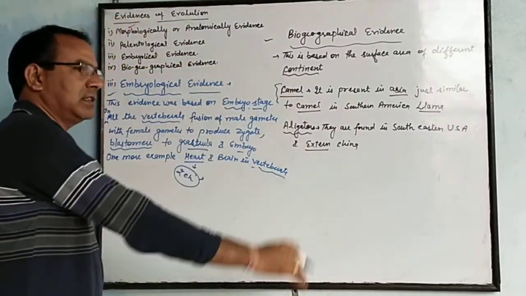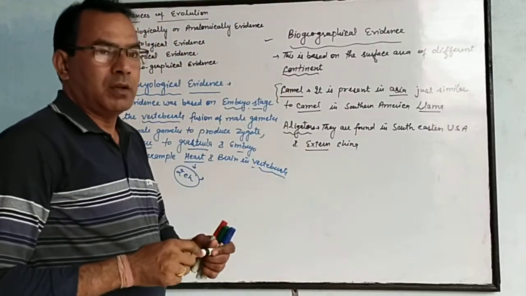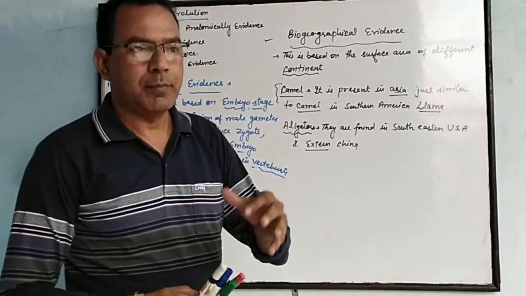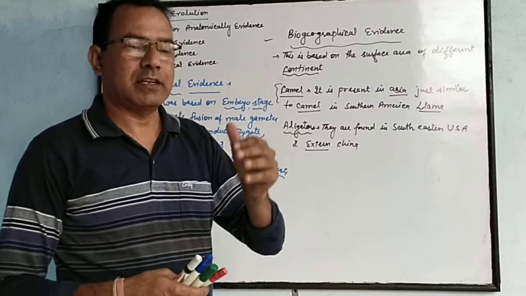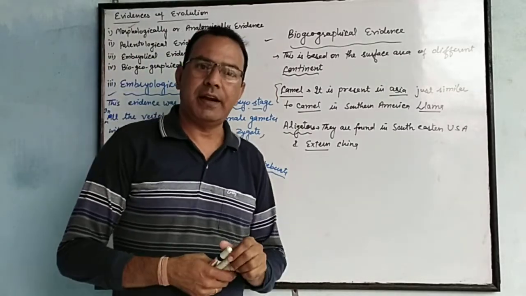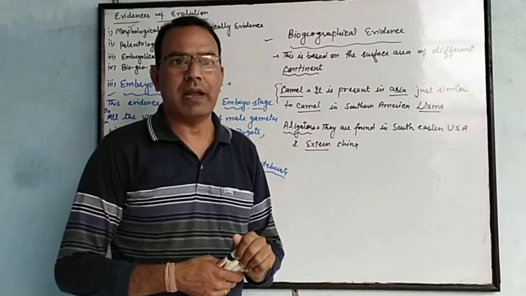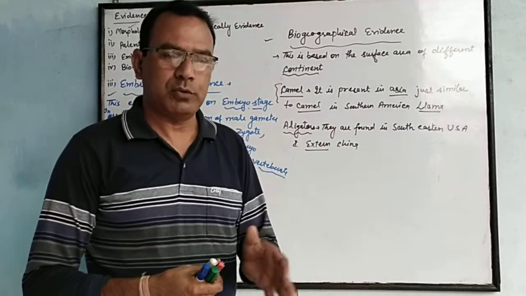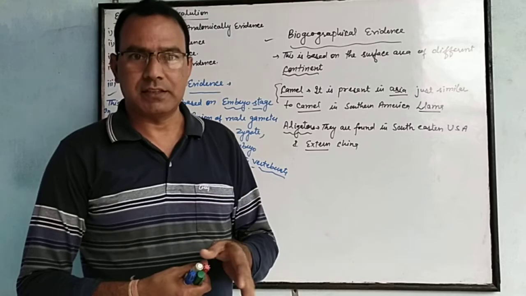These are the evidences which are based on morphological and anatomical evidence. The second one is palaeontological evidences. Next one is embryological evidences, and next one is biogeographical evidences. In the next part we will discuss again some evidences which were proposed by different scientists. Clear?